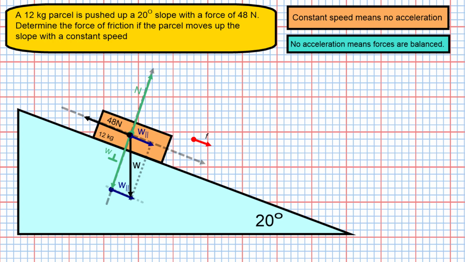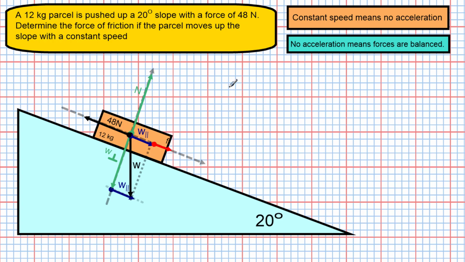Now in the perpendicular direction, the normal reaction force will cancel out the perpendicular component of the weight. But if you look, we've got 48 newtons pushing up the slope, and we've got the parallel component dragging the parcel down, and we've also got to add on the friction, which acts in the opposite way to where the box is moving. So the friction is acting down the slope as well. So there's our situation. So the unbalanced force must be 0. So all the downward forces must equal all the upward forces. So we can write the following statement out.